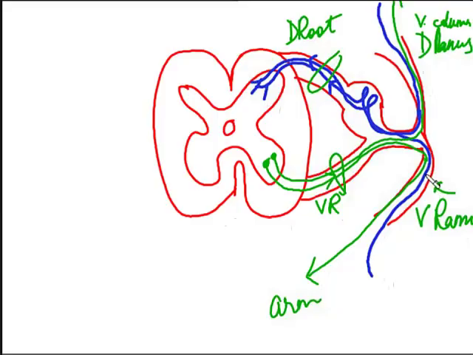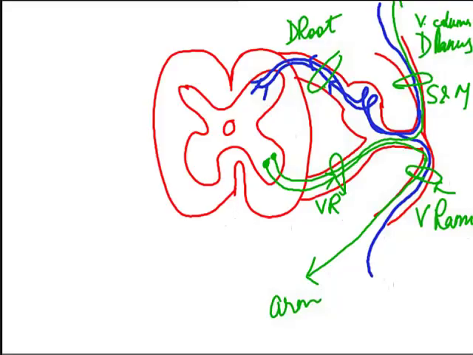So you can see the rami are mixed, so they have both sensory and motor, whereas the roots are either motor or sensory. So do not confuse the two. So that's very important for you to remember that.